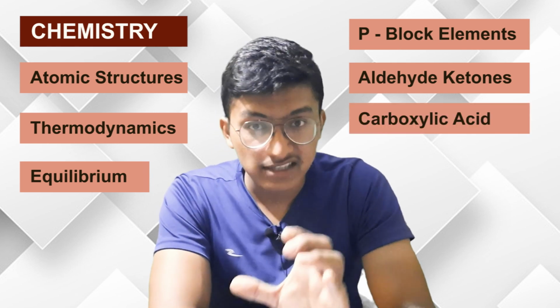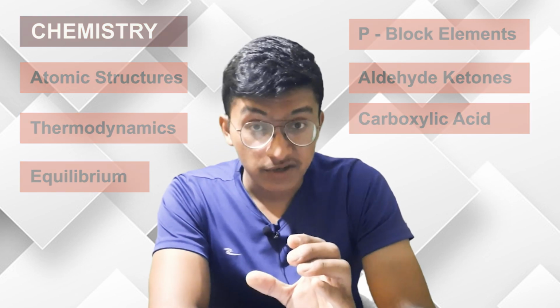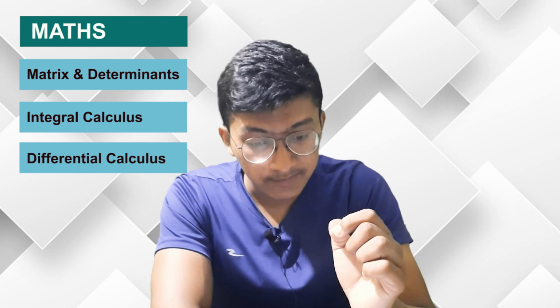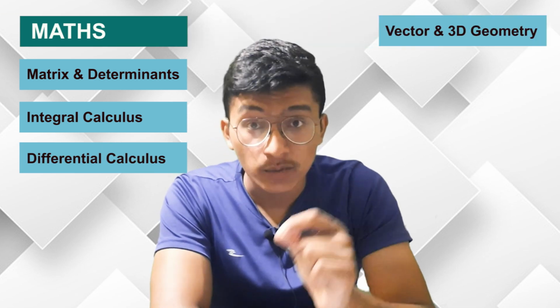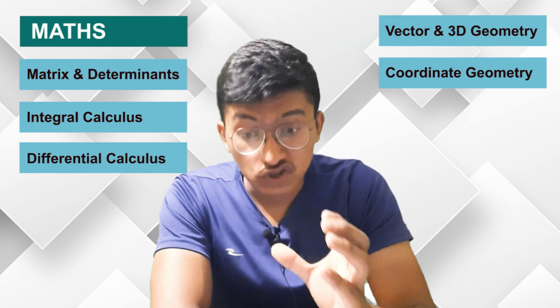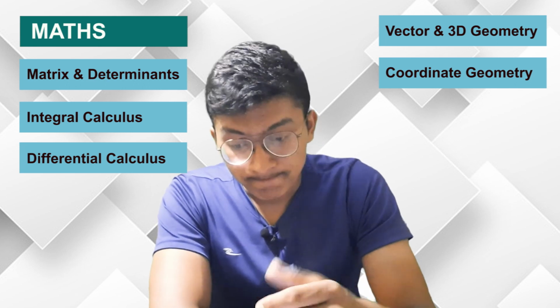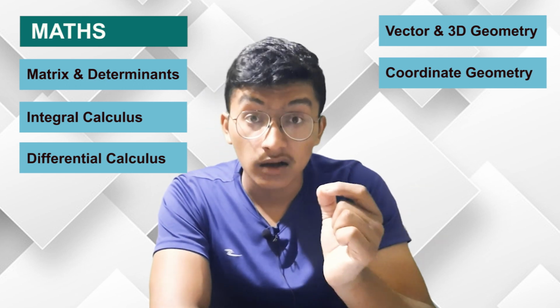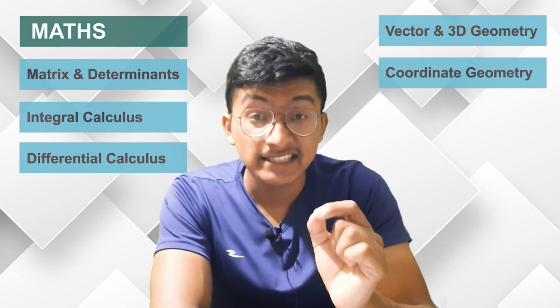So these 5 to 6 chapters are very important from the chemistry point of view. Talking about maths, then matrices and determinants, integral calculus, differential calculus, vectors and 3D geometry, and at last coordinate geometry. So these are the topics from maths which contain maximum weightage.